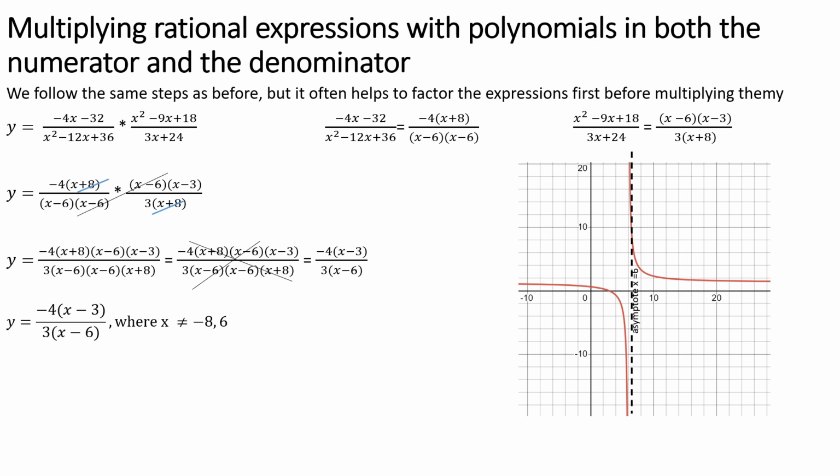Here's another example. Negative 4x minus 32 over x squared minus 12x plus 36, times x squared minus 9x plus 18 over 3x plus 24. I'm going to factor these out again.